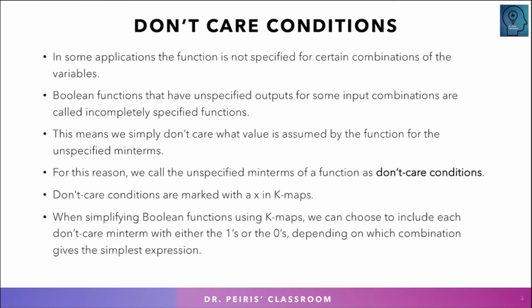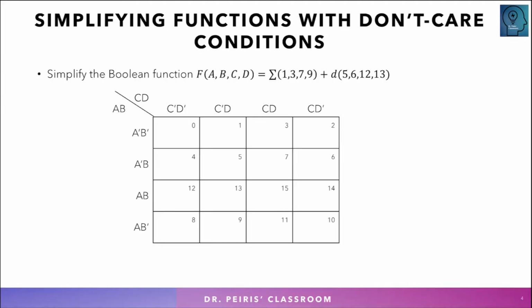So when you simplify Boolean functions using K-maps, you can choose to include the don't care minterms with either a 1 or a 0, depending on which combination gives you the simplest expression. Sometimes it is easy if you use 1 for the don't care condition, so it can give you a minimized Boolean function. Sometimes it might not help you, so it depends on how you want to group and what gives you the simplest expression. Let's see a few examples.